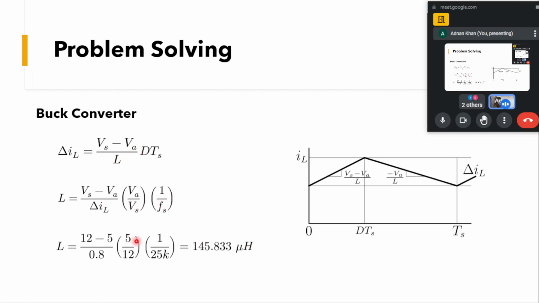If we put this amount of inductance and operate with a duty of 5 by 12, having 5 volts at the output and 12 volts at the input, we'll have a ripple in the current equal to 0.8 amps.